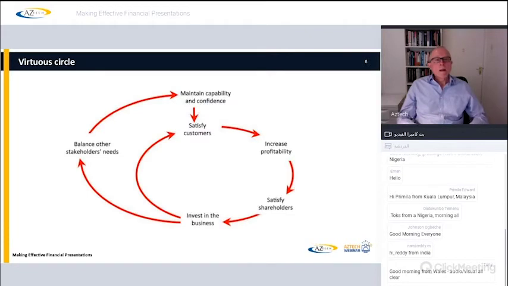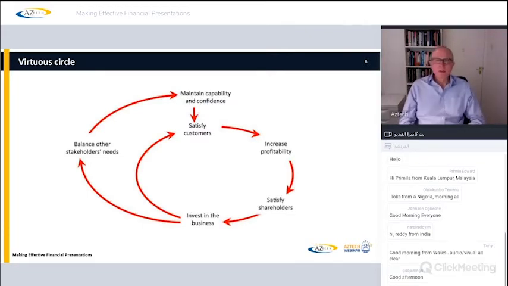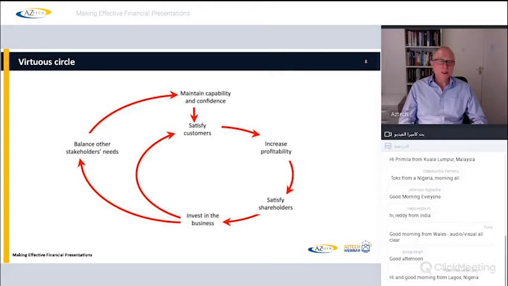But in business, what we're typically trying to do is achieve this virtuous circle where the key to success is to balance the needs of the customers and the shareholders, the owners of the company. And the key to an effective strategy, the key to an effective business model, is to find some way of satisfying customers. If you can do that, then you will increase profitability. By increasing profitability, you can satisfy shareholders.